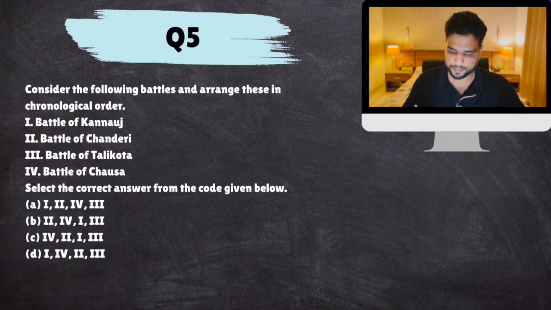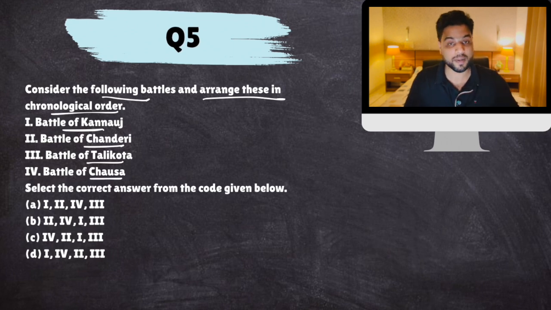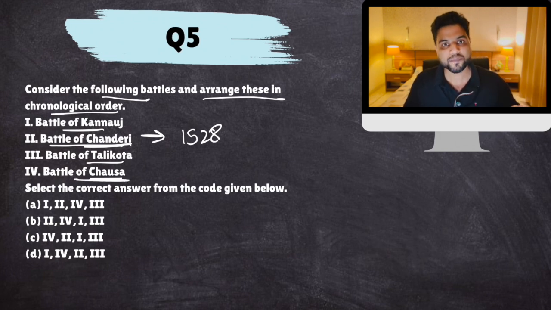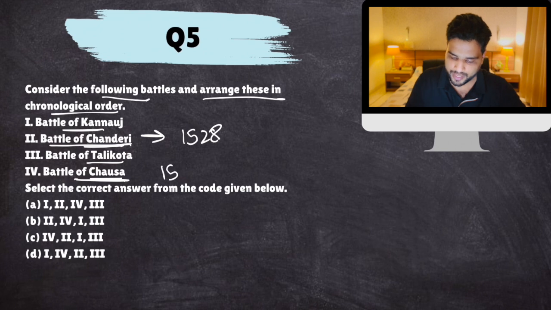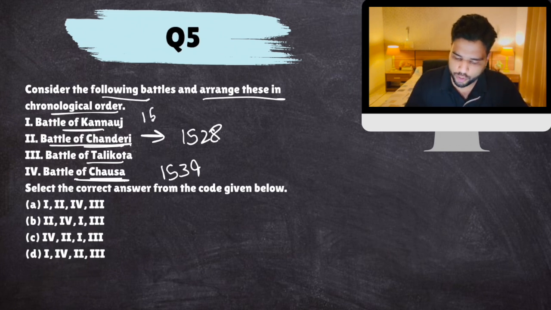Okay, next. Consider the following battles and arrange these in chronological order. Battle of Kannauj, Chanderi, Talikota, Chausa. Now, we have discussed all these battles in previous lectures. I'll tell you how. The Battle of Chanderi was fought between Babur and Rajput rulers in 1528. Then the Battle of Chausa between Humayun and Sher Shah in 1538, I guess, or 39. After that, Humayun fled, and he was finally defeated in the Battle of Kannauj.